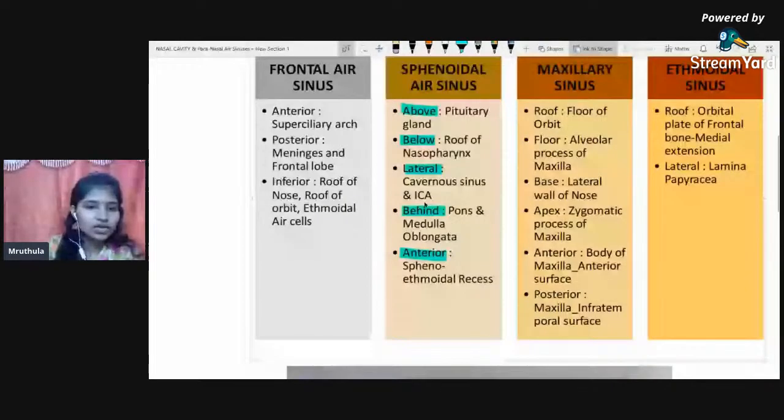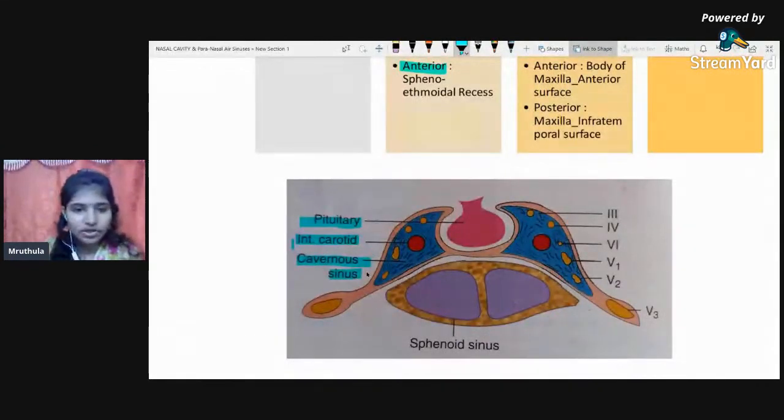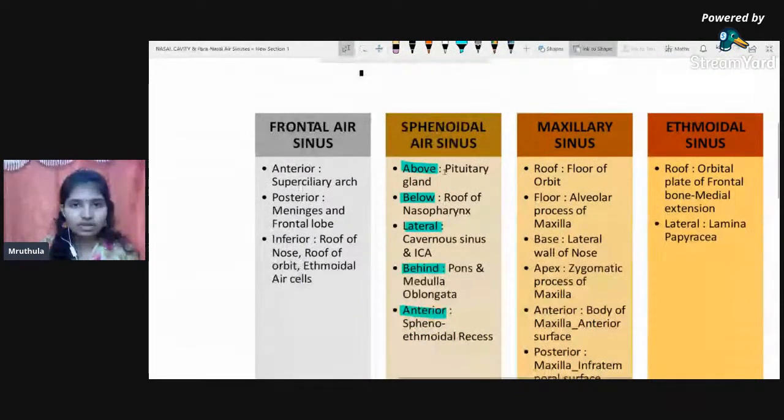And we are also appreciating the lateral relation. So what's the lateral relation? Internal carotid artery, cavernous sinus. Yes. So we have appreciated 2 important relations: the superior relation, the pituitary, and the lateral relation. We have the internal carotid artery and the cavernous sinus. This big blue color, it is cavernous sinus. So we have completed 2 relations. Still 3 more left. We have finished off the superior and lateral relations.